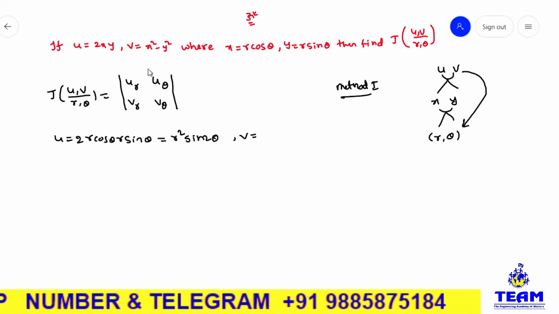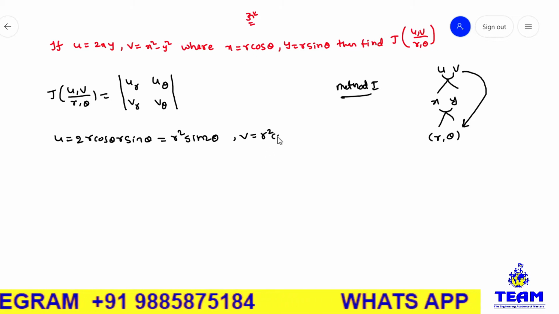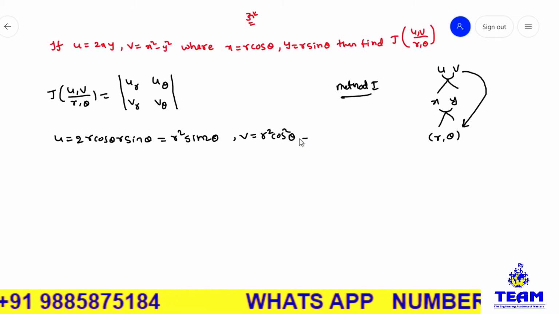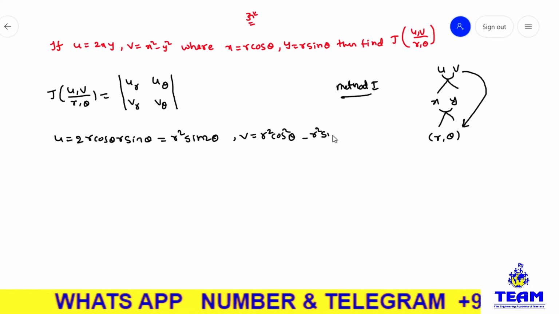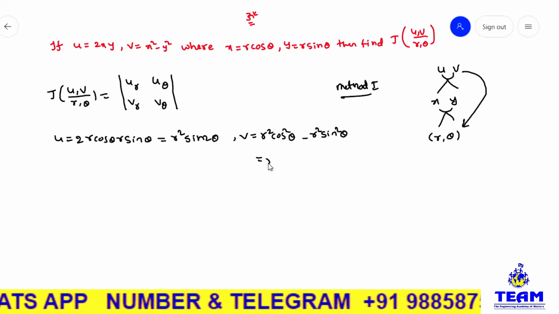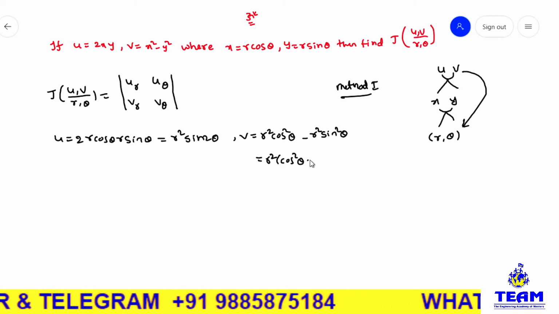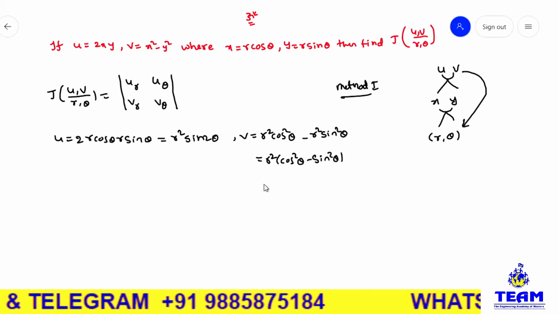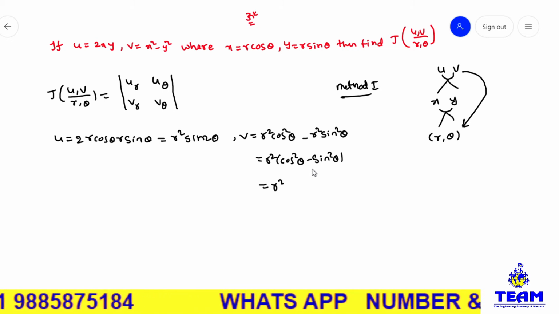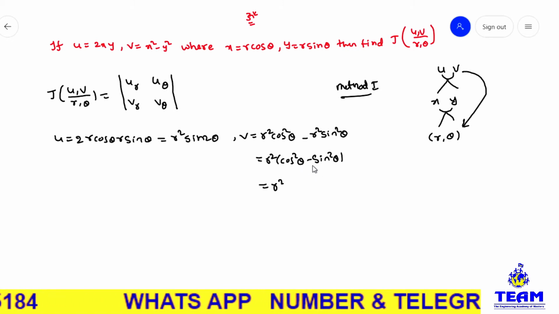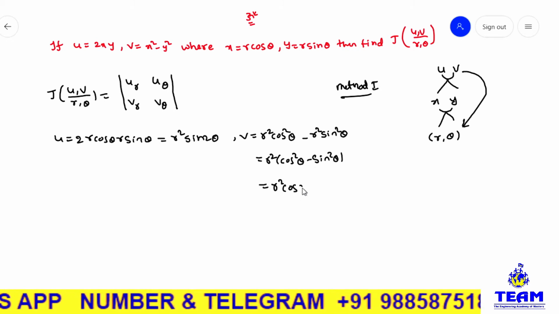Similarly, find out v also. v is equal to x square minus y square. Here x is r cos theta, so r square cos square theta, minus y, which is r sin theta, so r square sin square theta. I can take r square common from these two terms. Then I will have cos square theta minus sin square theta. We have a formula: cos square theta minus sin square theta is cos 2 theta. So v is equal to r square cos 2 theta.